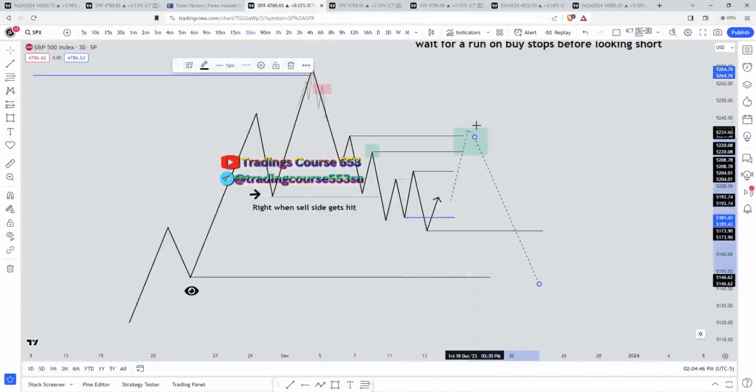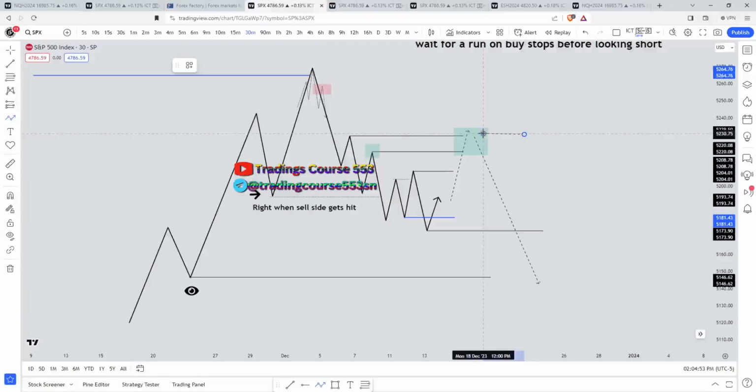Typically, price will return back to the buy stops, take that out, and then once it expands lower and heads for this low, I don't want to see price return back for this high before taking out this low.